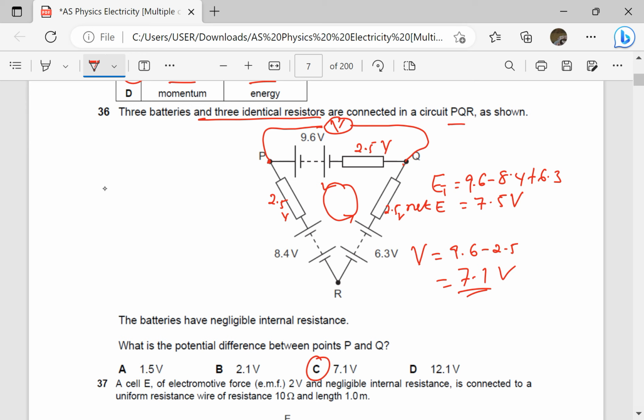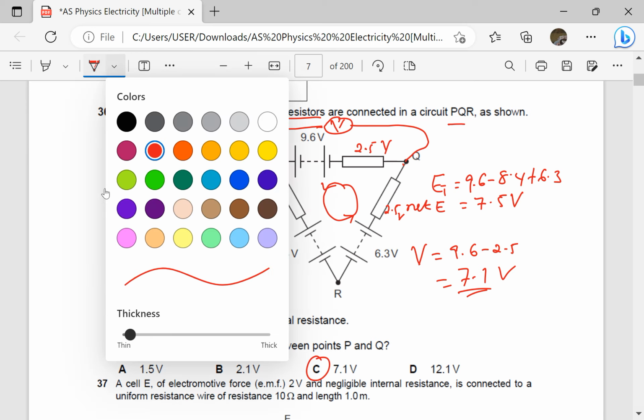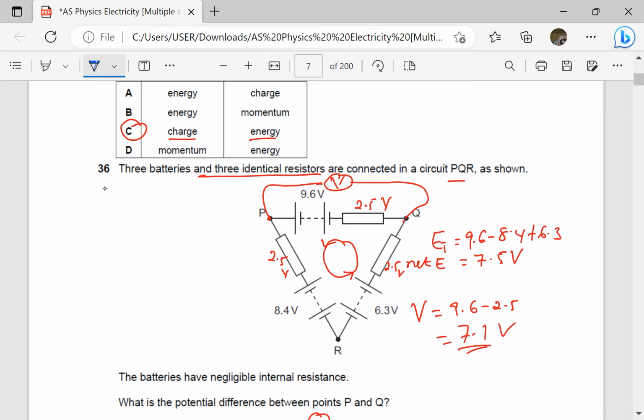Note how I arrived at this. This is quite abstract, of course, I know that. But I want you to note, first of all, I found the net EMF in the circuit by using Kirchhoff's second law. I drew in a loop and moved around the loop, which meant 9.6 was positive, 8.4 was negative, 6.3 was positive. So this is the net EMF in the circuit. Because the resistors are identical, this EMF is divided equally among the three resistors. That's why I divided 7.5 by 3. So each was taking 2.5.